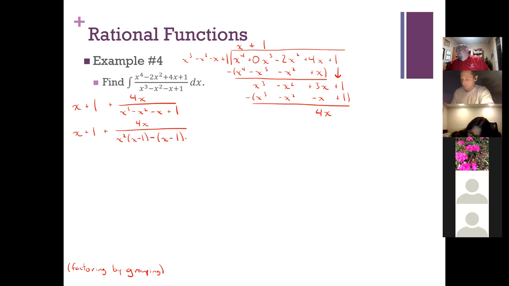Factoring by grouping is one of those things that doesn't always work. In fact, it doesn't usually work, but in this case, I think it does. Because now I've rewritten these four terms into two, and those two terms have a common factor, which is x minus 1. So I get x plus 1 plus 4x over x squared minus 1 times x minus 1.